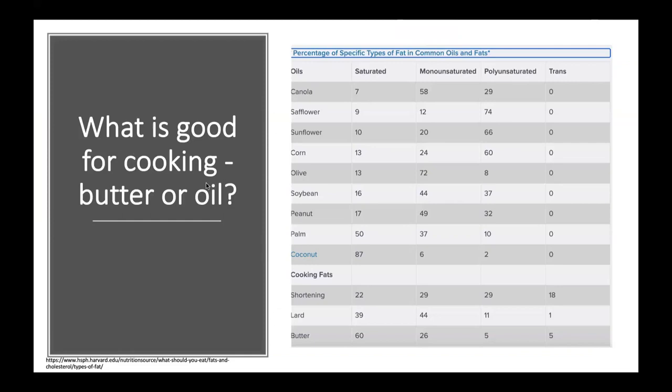Another question always is, what is good for cooking, butter or oil? Based on the effects of saturated, unsaturated, and trans fats on the body, it is safe to say that cooking in oil is definitely better than cooking in butter. The cooking oil should have a higher amount of monounsaturated and polyunsaturated fats, and minimal to no saturated fats and trans fats. Common vegetable oils that are high in unsaturated fats include olive oil, canola, peanut, sunflower, and soy. Avoid coconut oil, dripping, and butter because these are very high in saturated fat.